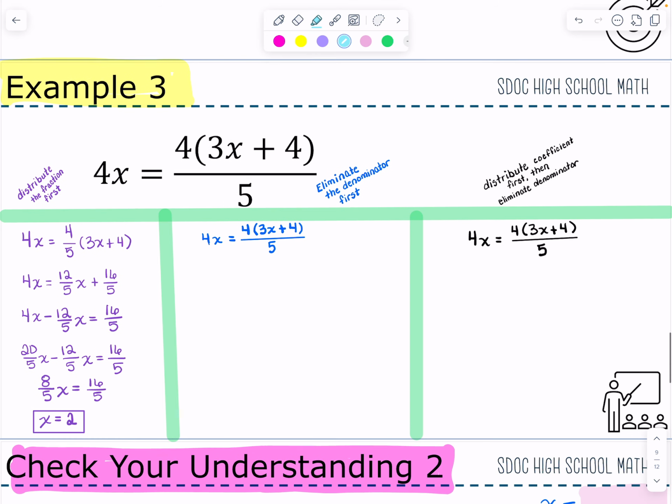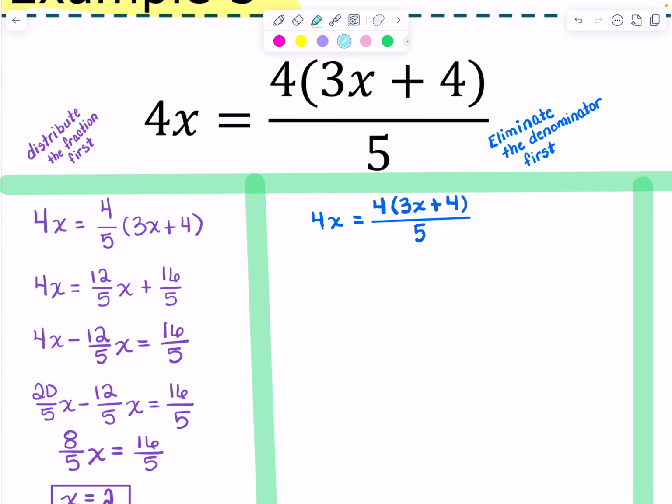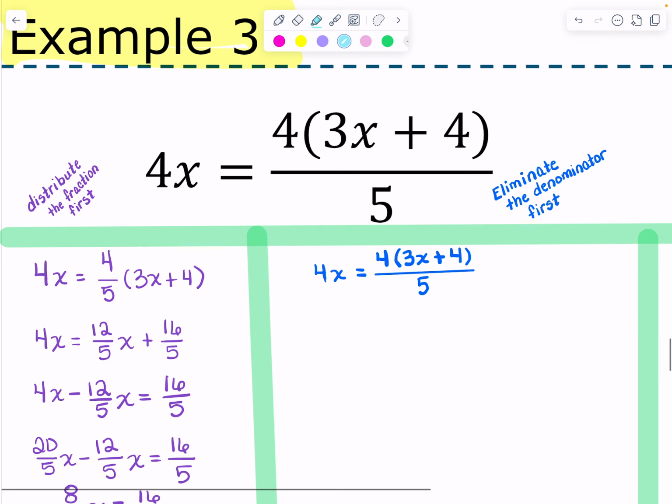Now, example 3 here has fractions. It's going to have distribution, multiplication. So when we look at this one here, there are 3 ways to do this exact same problem. And I'm going to show you all 3 ways, and then you get to pick which method you like to do check your understanding 2. All right, so the very first way, I've taken this very same problem and I've written it over here in this very first box. Let me label this box A.